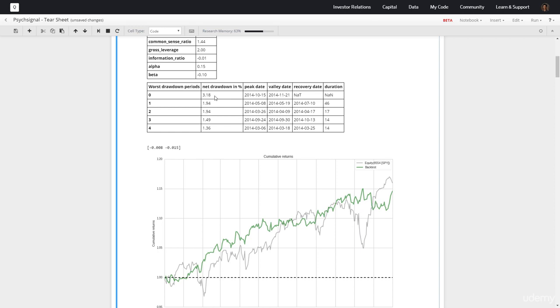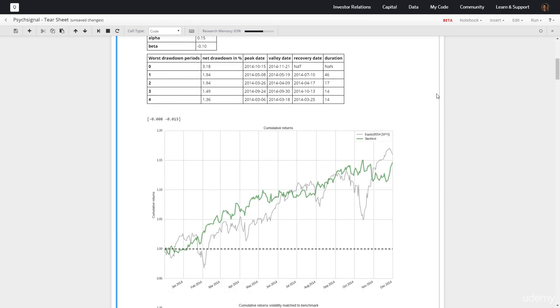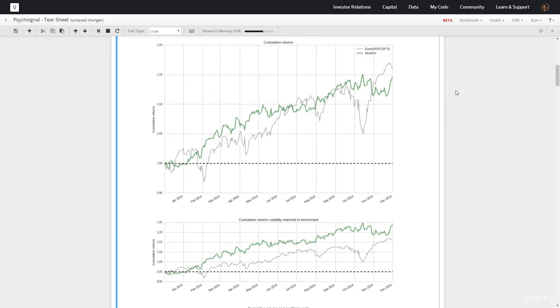The worst drawdown is 3.18% at the current period of test, which is from October 15 until November 21st, and it's still going. And the other drawdown period is 46 days for 1.94%, from May 8th until July 10th. So that's how long it took before it fully recovered.